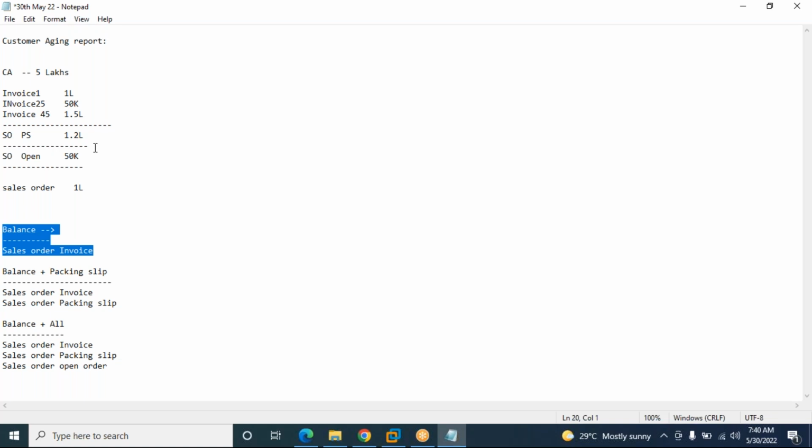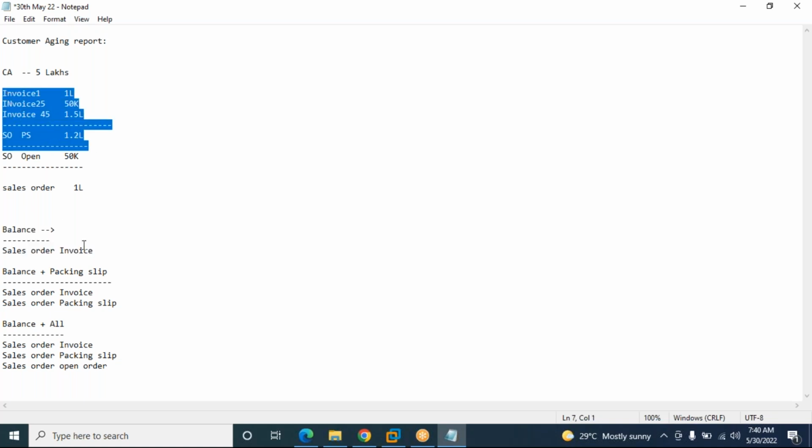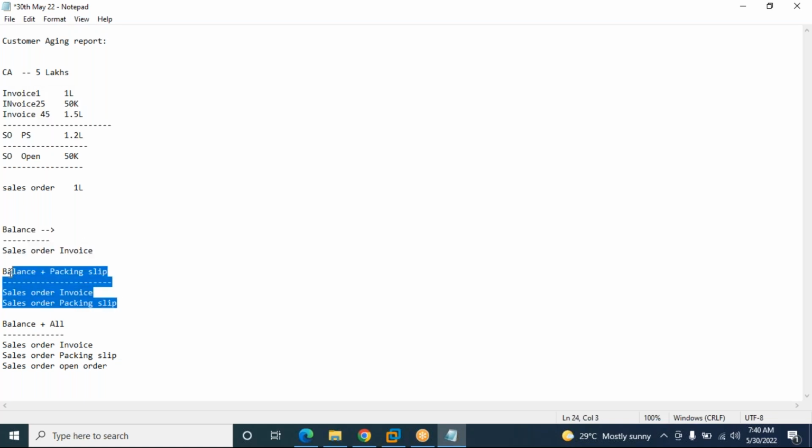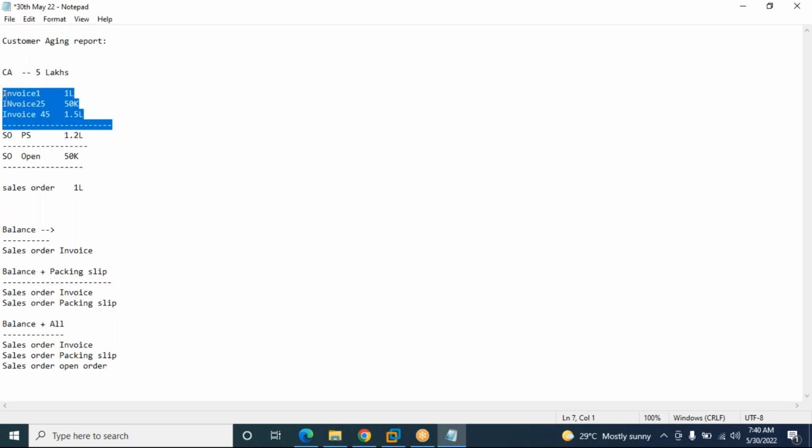If you map balance plus packing slip, then 3 lakhs plus 1.2 lakhs, 4.2 lakhs, plus 1 lakh, it is 5.2 lakhs. It will not allow you, because the limit is 5. Yes, the limit is calculating up to this one.